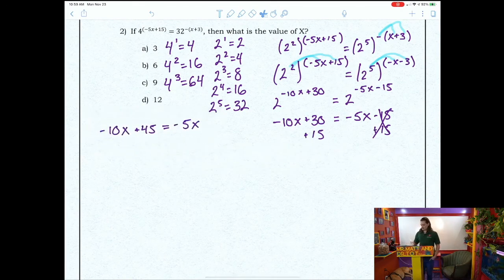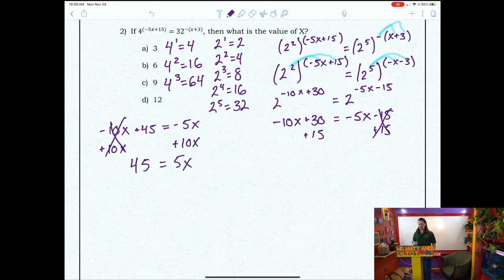Adding 10x to both sides to cancel on the left is going to leave me with 15x is equal to positive 5x. Negative 5x plus a positive 10x is going to give me a positive 5x. Dividing by 5 on both sides is going to leave me with x is equal to 9. And that's answer selection C.